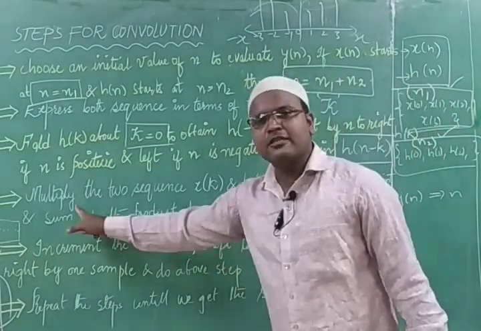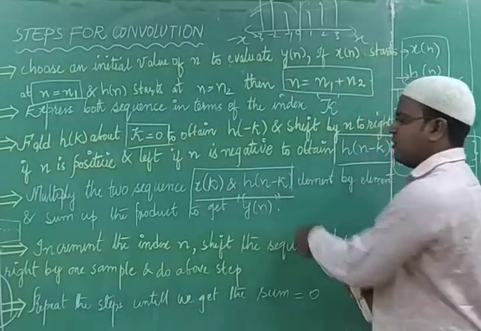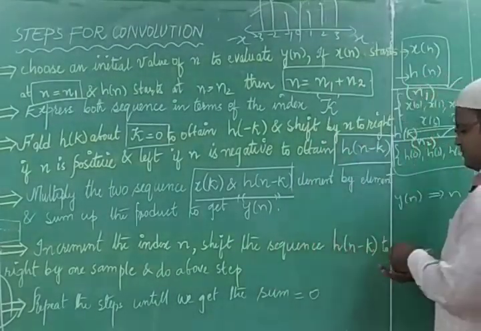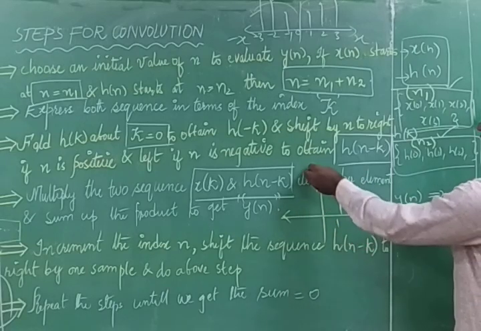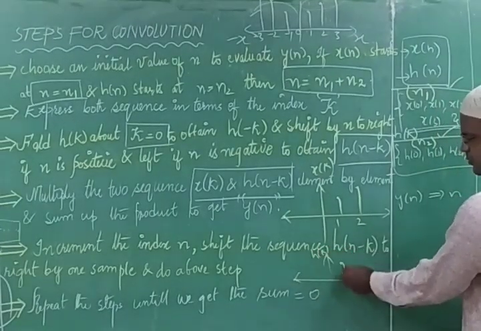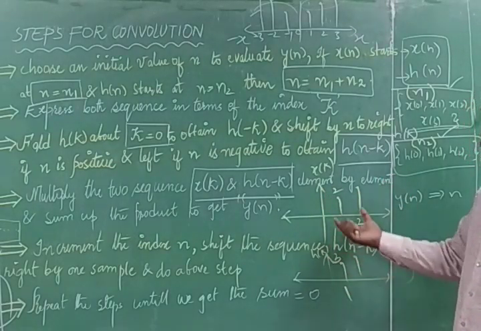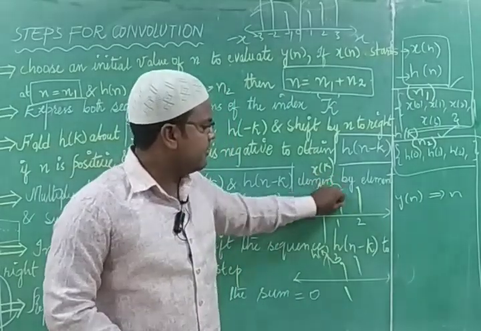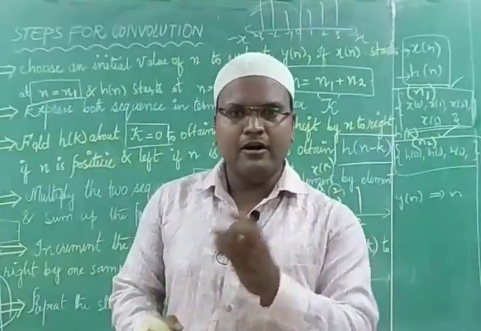Next step: multiply these two sequences and take the summation. We multiply x of k with h of n minus k element by element, position by position. Suppose one input sequence is x of k with values at 1, 2, and the other is h of k with values 2 at one position and 3 at the next. The value at this position and the value at that position are multiplied element by element, and then we take the summation for that particular folding, left-hand side or right-hand side.